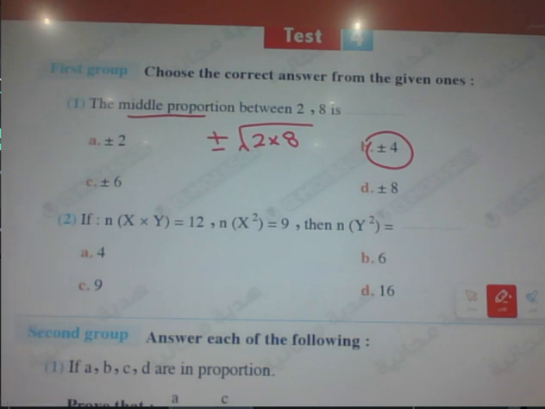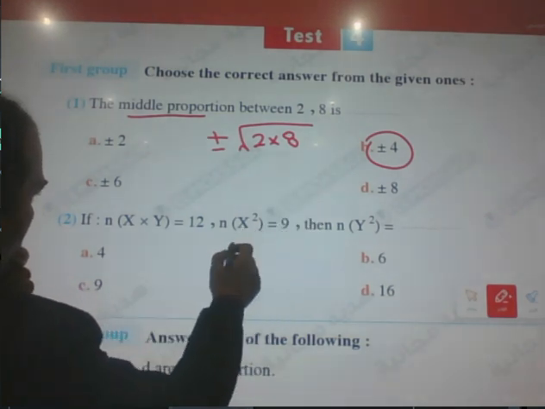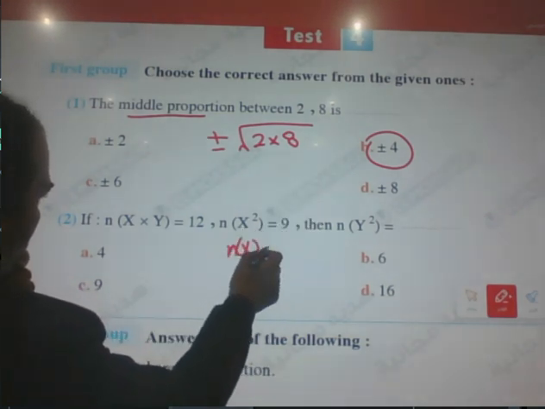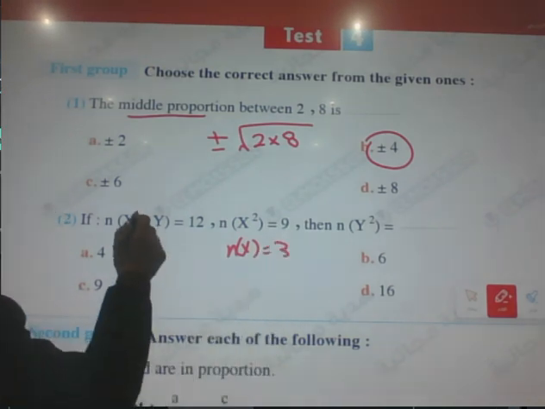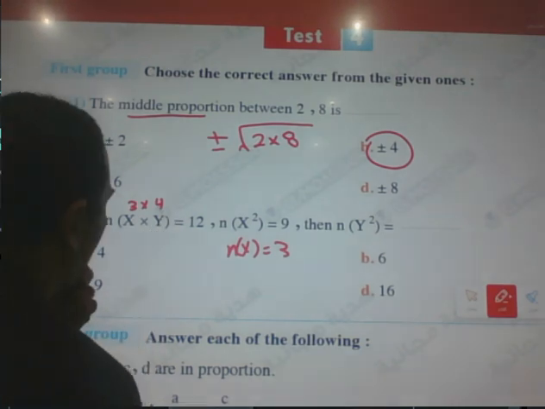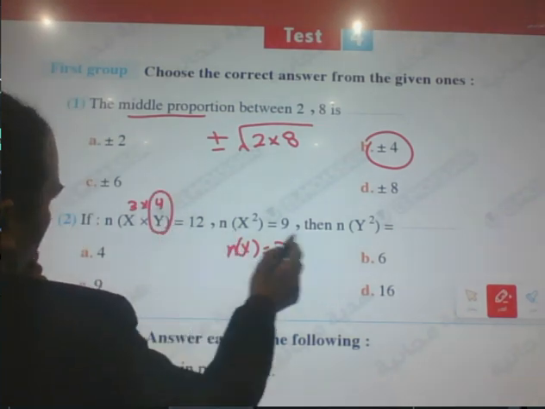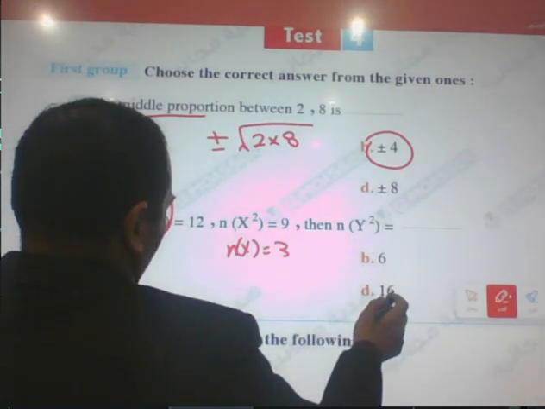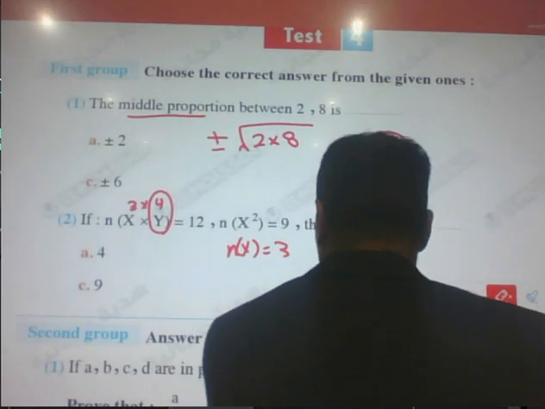Next question. If the number of elements of the Cartesian product between x and y equals 12, and the number of elements of the Cartesian product of x by itself is 9, the number of elements of x is the square root of 9, which is 3, because 3 times 3 is 9. Then 3 times 4 equals 12, so y has 4 elements. 4 to the power 2 will be 16, because 4 times 4 is 16. Choose letter D. Number 1.